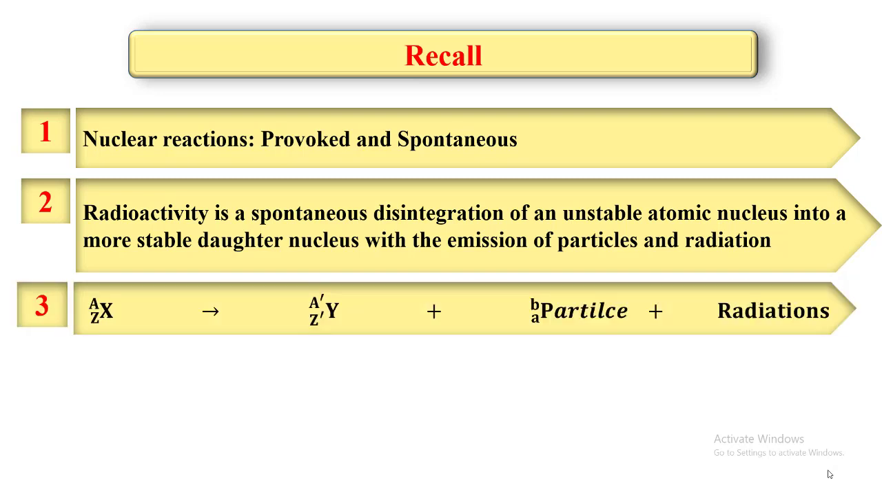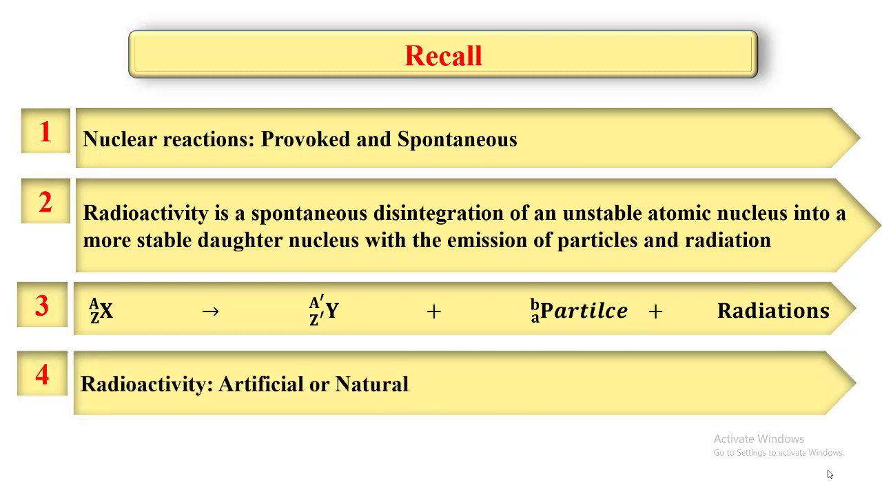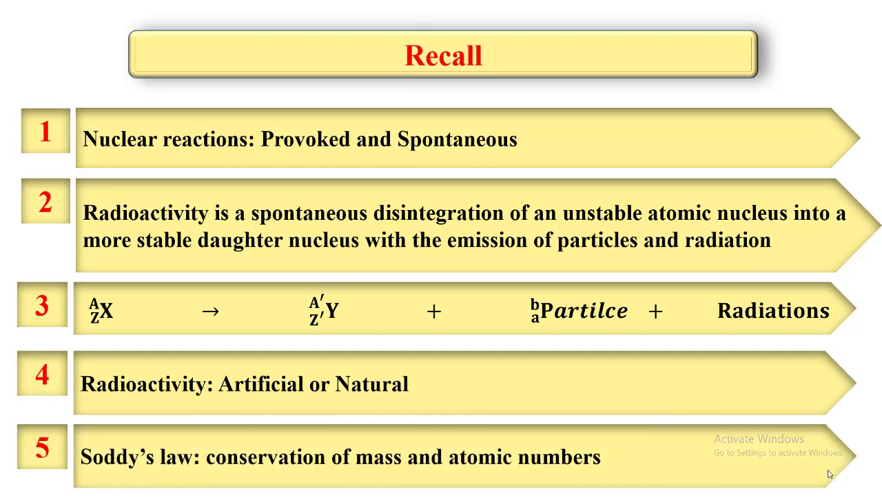The general equation of radioactive reaction is given here, and atom X is decayed into more stable atom Y, accompanied with emission of particle and radiation. Also, we have seen that the radioactive reaction can be artificial or natural. And the last objective that has been discussed was Soddy's law, in which we have seen that the mass number and the atomic number are conserved.